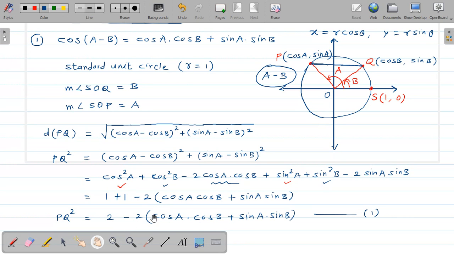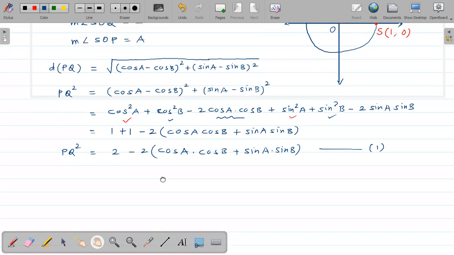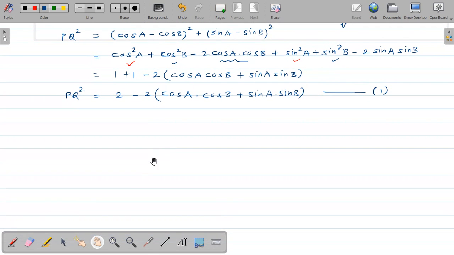Now see the next part of this proof. Now what we have to do is shift. The next part is to shift OQ to the positive x-axis. So the next part is the shifting of OQ to the positive x-axis.